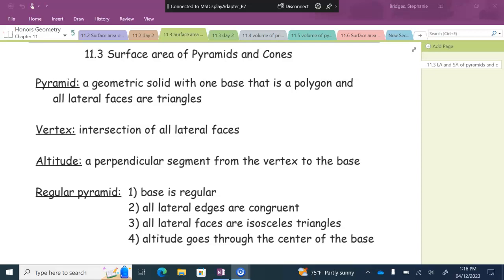My height is inside my pyramid, touching the vertex and touching the center of the base. A regular pyramid is what we are dealing with, which means the base is a regular polygon, like a square or an equilateral triangle, or if it's a hexagon, it's a regular hexagon. We know how to find the area of regular hexagons with the apothem and stuff, right?